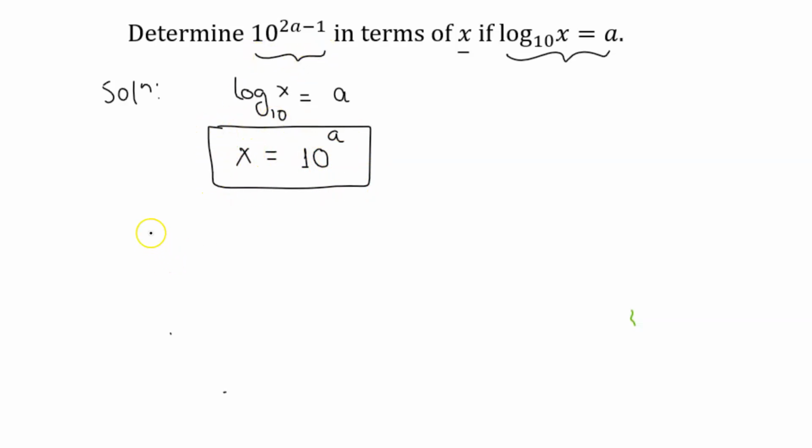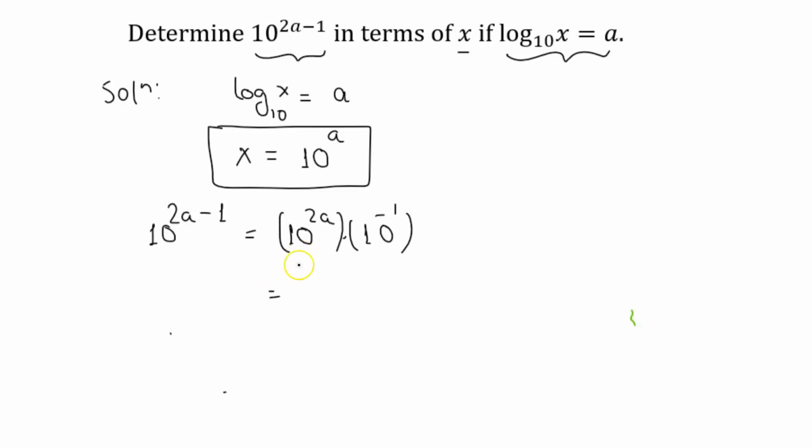Now we have this expression 10 raised to the power of 2a minus 1. So here we need to express it in terms of x. So let's break it down. So we have 10 raised to the power of 2a minus 1. So that means this can be written as 10 raised to the power of 2a times 10 raised to the power of negative 1. So we have separated the indices.